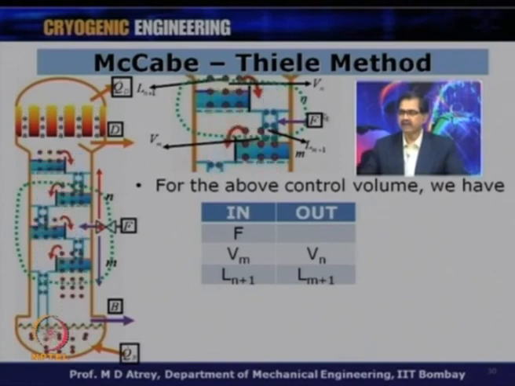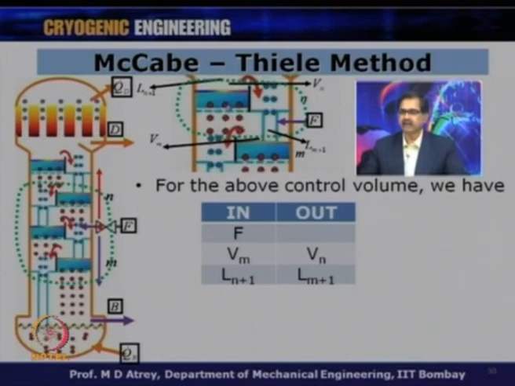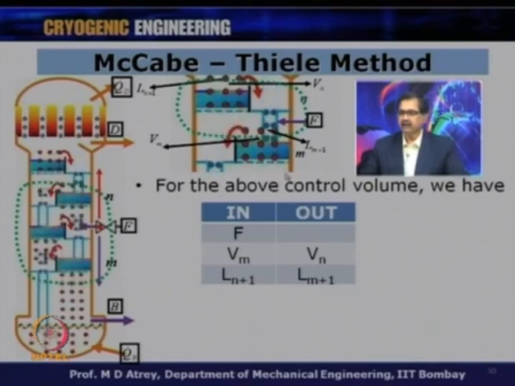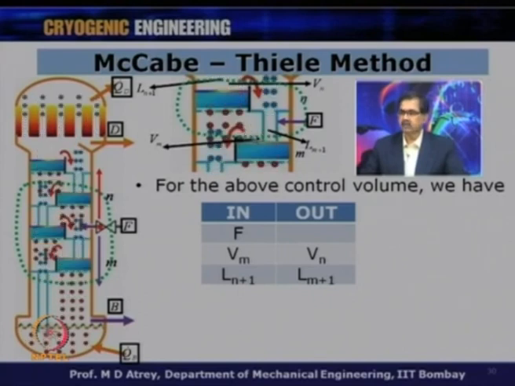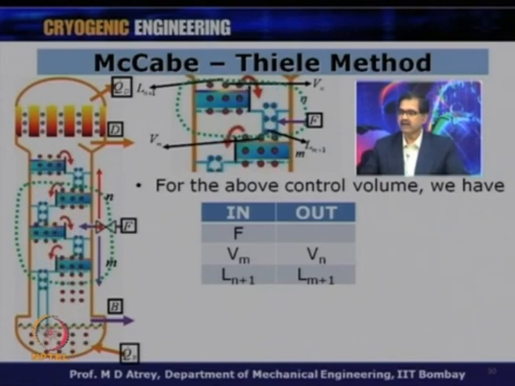What things are leaving the control volume is Vn, which is the vapor leaving the Nth plate, and the liquid Lm plus 1, which is entering the Mth plate. So, this is Ln plus 1 over here, and this is Vn which is leaving.